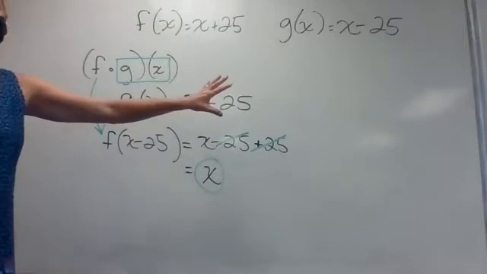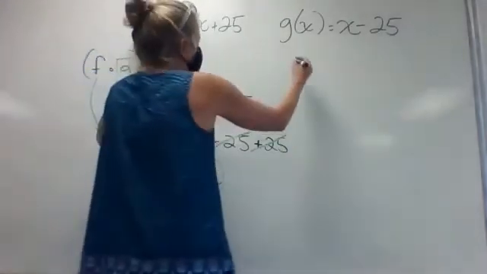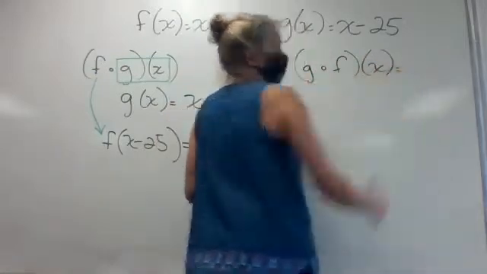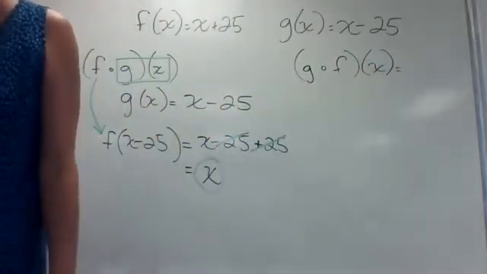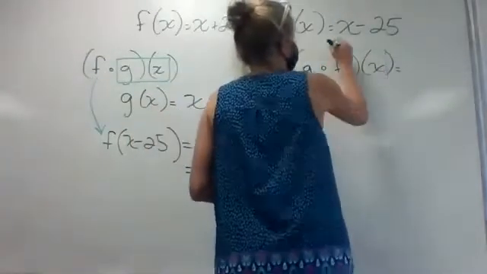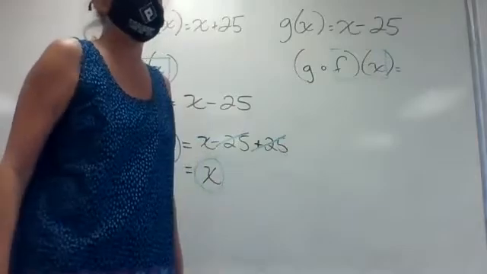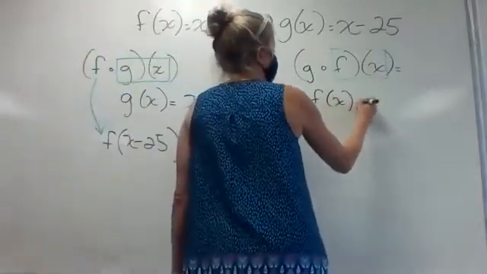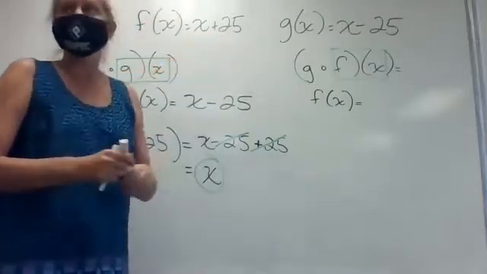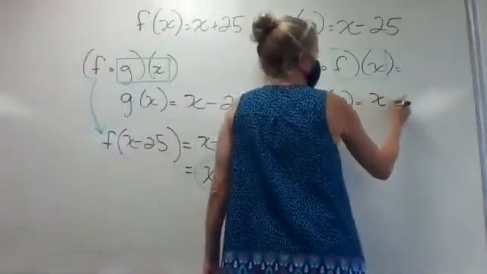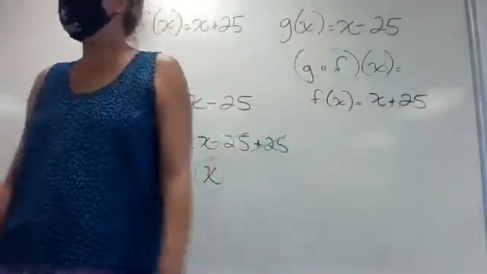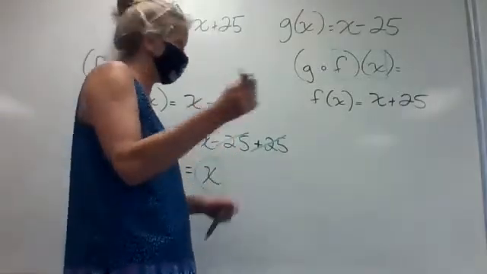Then, this one has 4 parts. I'm going to find it the other way around. So I found f of g. Now I'm going to find g of f of x. This time, I'm starting off with f of x. And once again, it tells me what f of x is. f of x is x plus 25. And I can't do anything else with that, right? I can't put the x and the 25 together because they're not like terms. So I move to the second part.